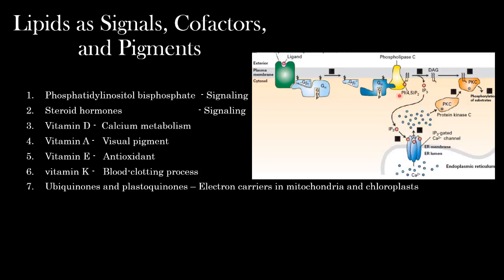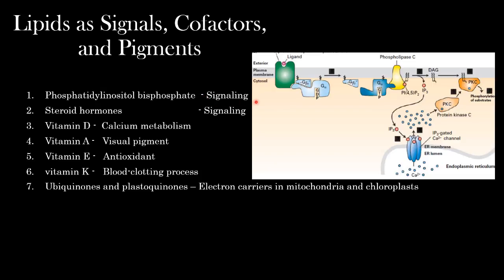So here our phosphatidyl inositol bisphosphate will be cleaved into two products. One is IP3, another one is DAG. And this IP3 will go and bind with the channels in the endoplasmic reticulum, and this channel gets opened and the calcium is released from the endoplasmic reticulum into the cell. So this is how phosphatidyl inositol bisphosphate acts as a signal.